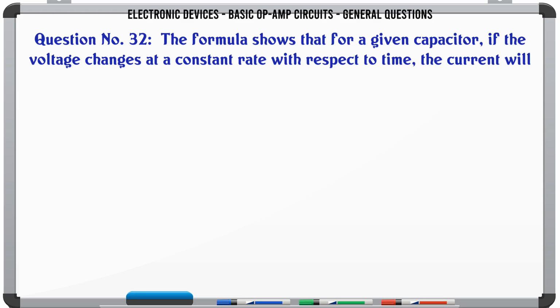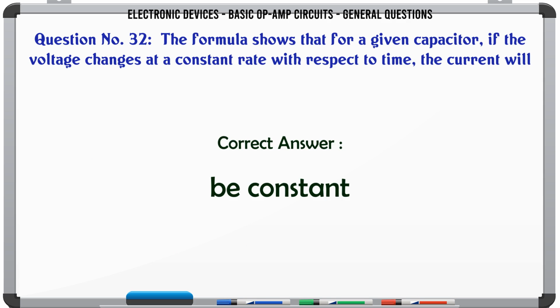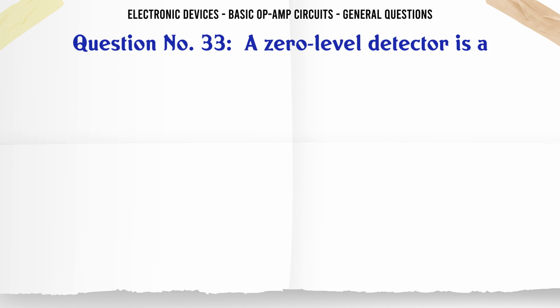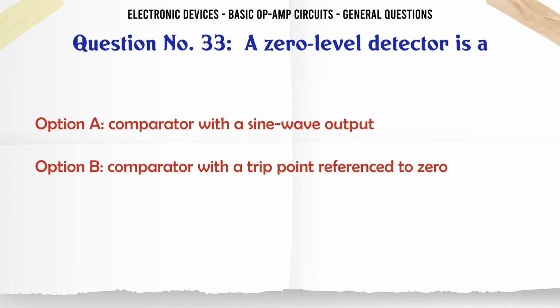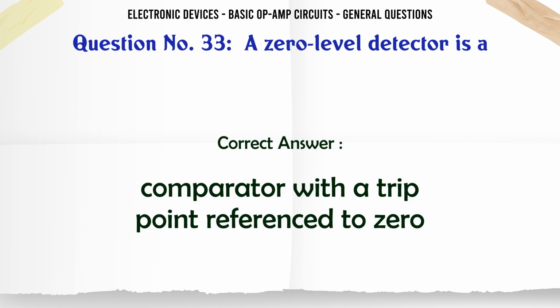The formula shows that for a given capacitor, if the voltage changes at a constant rate with respect to time, the current will A. increase, B. decrease, C. be constant, D. decrease logarithmically. The correct answer is B. Constant. A zero-level detector is A. comparator with a sine wave output. B. Comparator with a trip point referenced to 0. C. Peak detector. D. Limiter. The correct answer is comparator with a trip point referenced to 0.